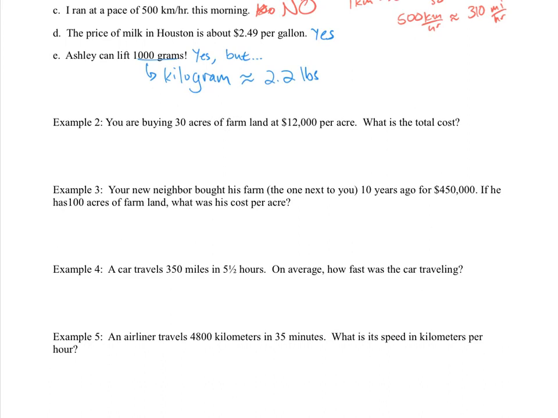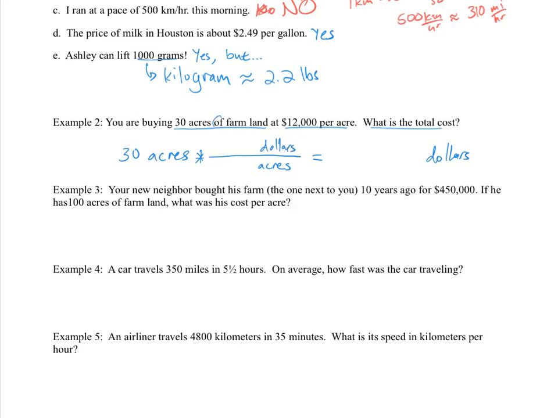You are buying 30 acres of land at $12,000 per acre. What's your total cost? All right, so I'm going to start out with one unit here. I'm going to start out with this 30 acres. Let me set that up. 30 acres. I've got $12,000 per acre. And what is the total cost? Cost is in dollars, right? So I need a fraction, like we were learning from last lesson. I need a fraction that will have acres in the bottom and dollars in the top.